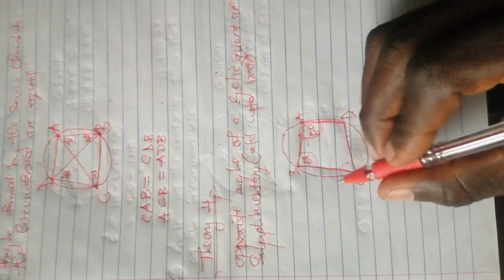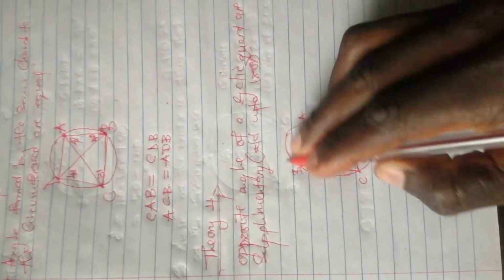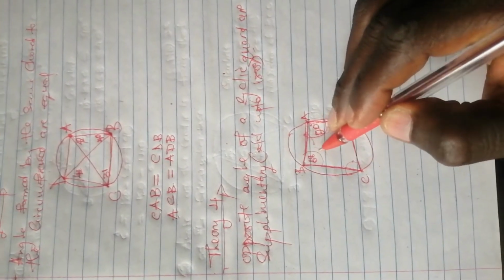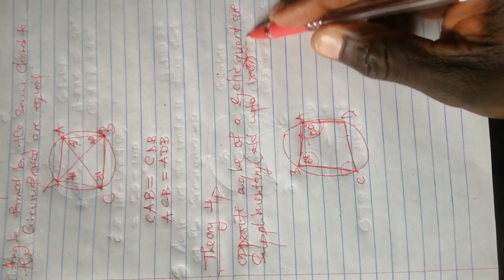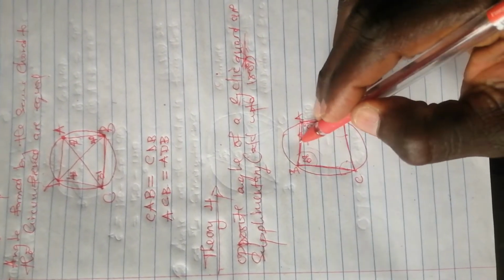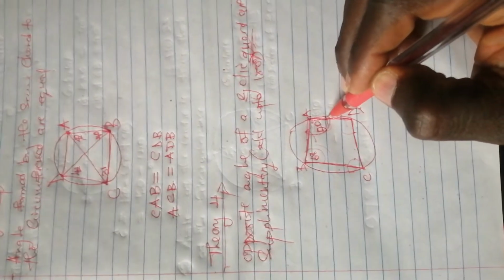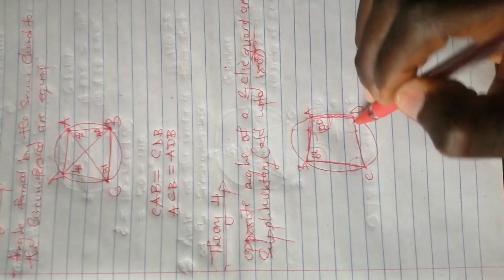How do you know that this is a cyclic quad? You check very closely. Inside the circle, there is a shape with 4 sides. Because quad means 4. With 4 sides: 1, 2, 3, 4. Or there are 4 angles touching the circumference: 1, 2, 3, 4. Like this.